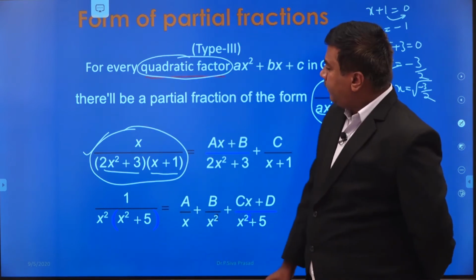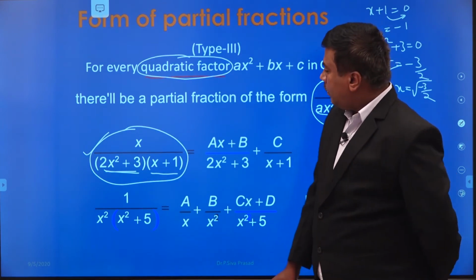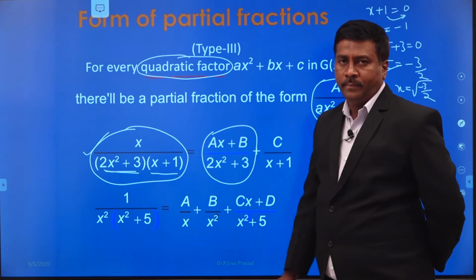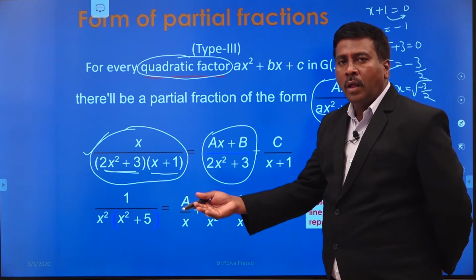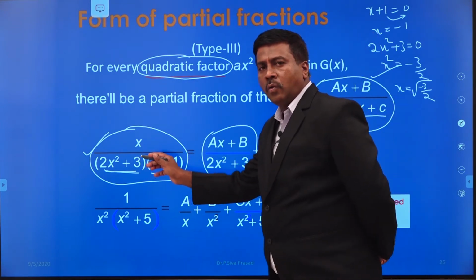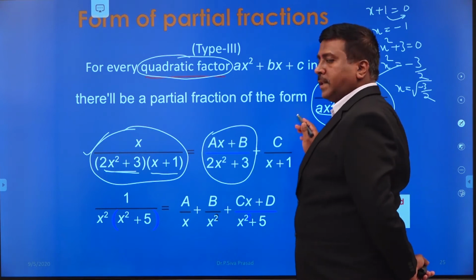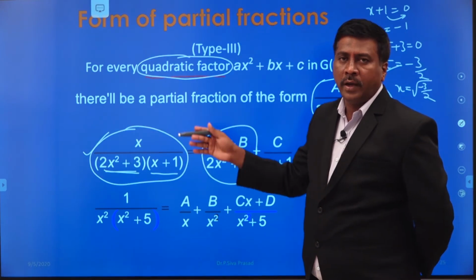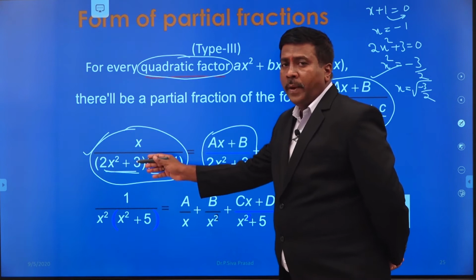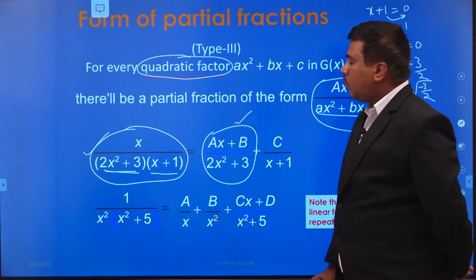In that partial fraction, since 2x square plus 3 is there, I have to take the partial fraction like this, and it is non-repeating. Repeated means, as we learned in the previous type 2, that whole square or whole cube is there. Then we would take x plus b by 2x square plus 3 plus cx plus d by 2x plus 3 whole square. Likewise you will learn in the next type 4. Here this is a non-repeated quadratic form only, that is why I take the partial fraction like this: x plus b by 2x square plus 3.